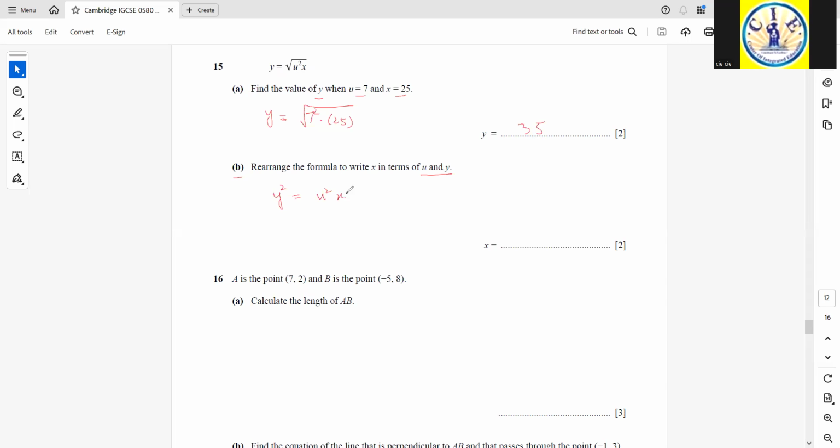So the square root sign from the right side vanishes, and then I need to shift this u squared on this side, which would get divided. So this is the answer, y squared divided by u squared.